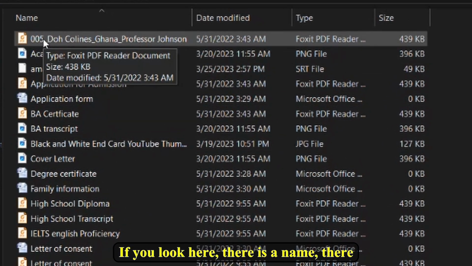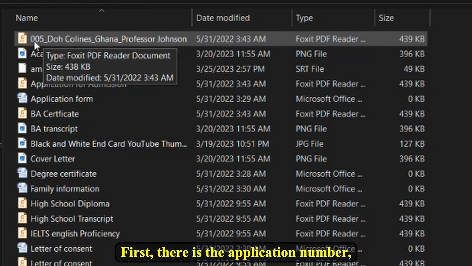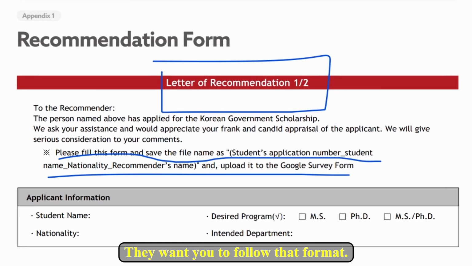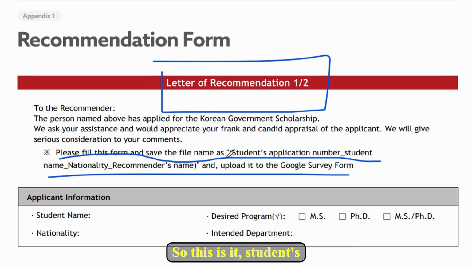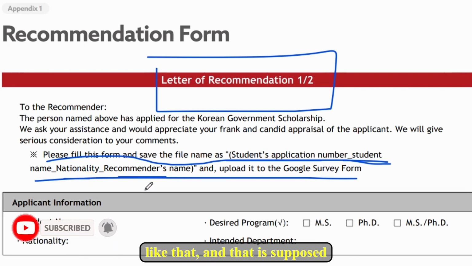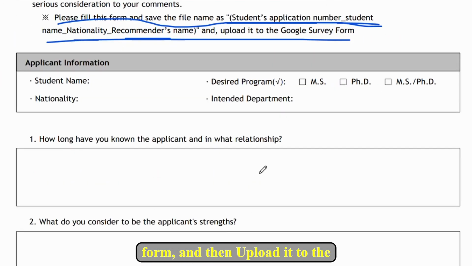If you look here, there is the application number, there is the name of the applicant, there is the country of the applicant, and then there is the professor's name. They want you to follow that format. So this is it: student's application number, student's name, nationality, recommender's name. It is supposed to be named like that, and that is supposed to be done by your professor, because they will fill out this form and then upload it to the link that will be sent to them.